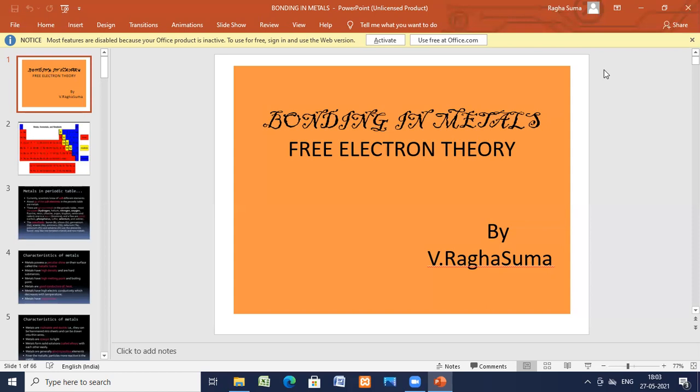Now there are different theories of bonding in metals. Any theory of bonding in metals must account for their characteristic properties like high luster. The theory should explain luster, complete opacity, thermal conductivity, electrical conductivity and its different laws, and the variation of the resistivity with the magnetic field. So all this should be accounted for by the theories.